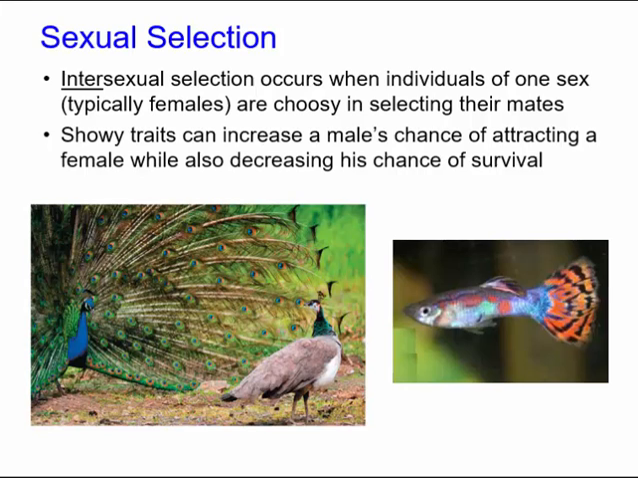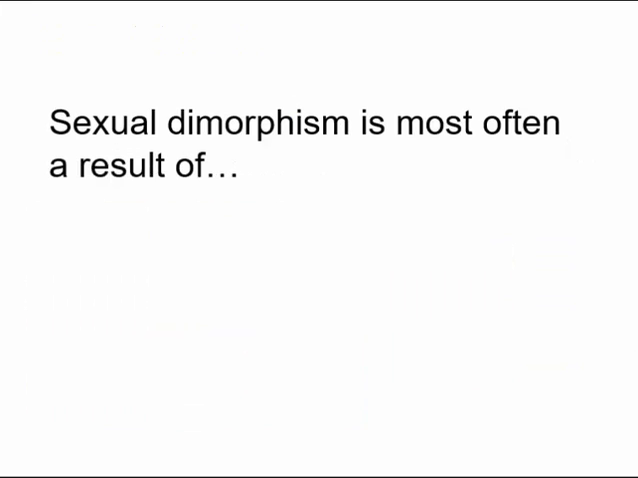Again, typically the females are choosing the mates, and the males often have these showy characteristics, like this peacock or this little guppy here, that are meant to attract mates. All right. So sexual dimorphism is a result of what?